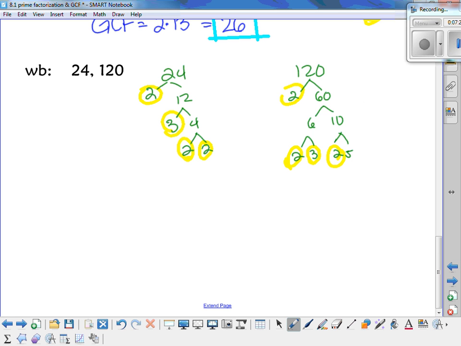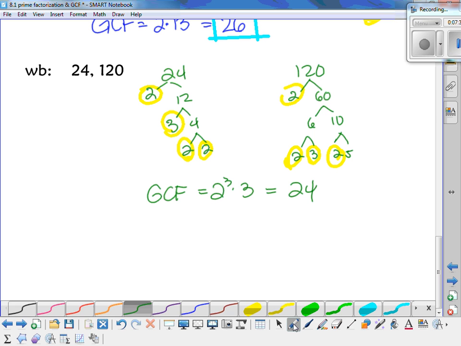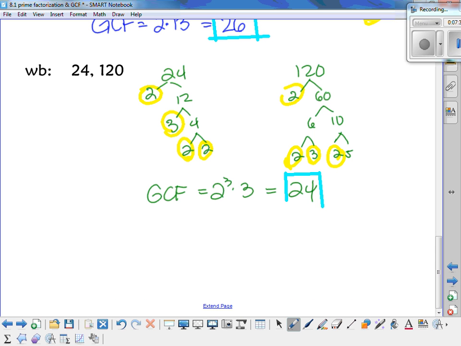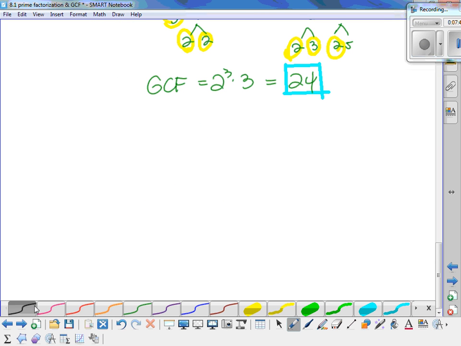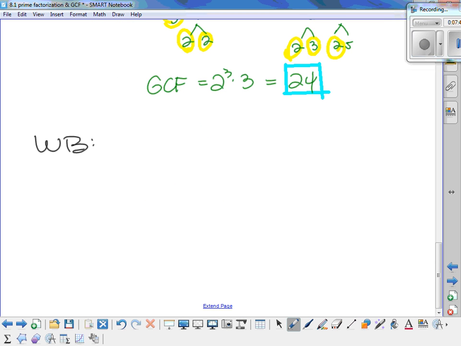Okay, so the greatest common factor is 2 cubed times 3, right? Which is 24. So 24 actually goes evenly into 120, so the greatest common factor would just be 24. A lot of you were telling me 12. Okay, I think you guys need to do another one, because a lot of you didn't get the right answer on that one. All right, so let's find the GCF between 36 and 84.